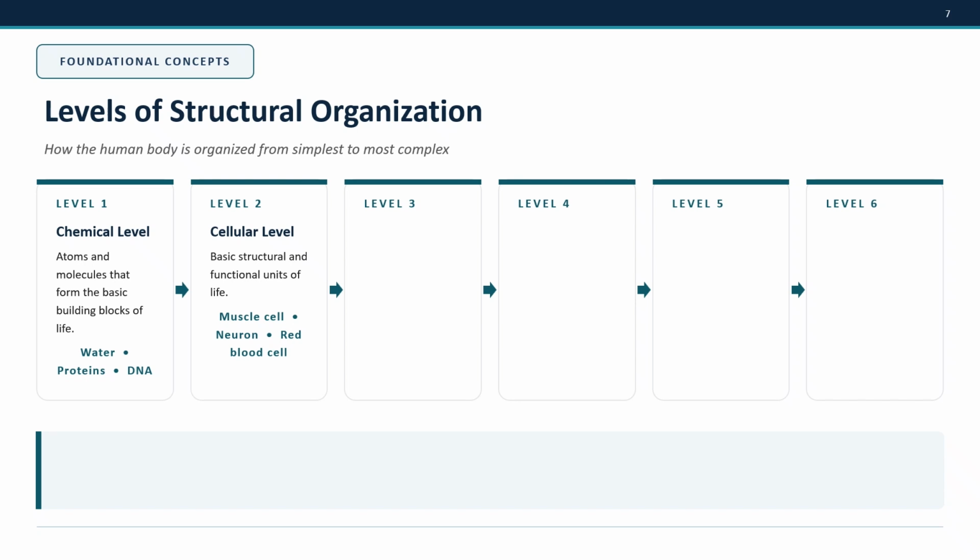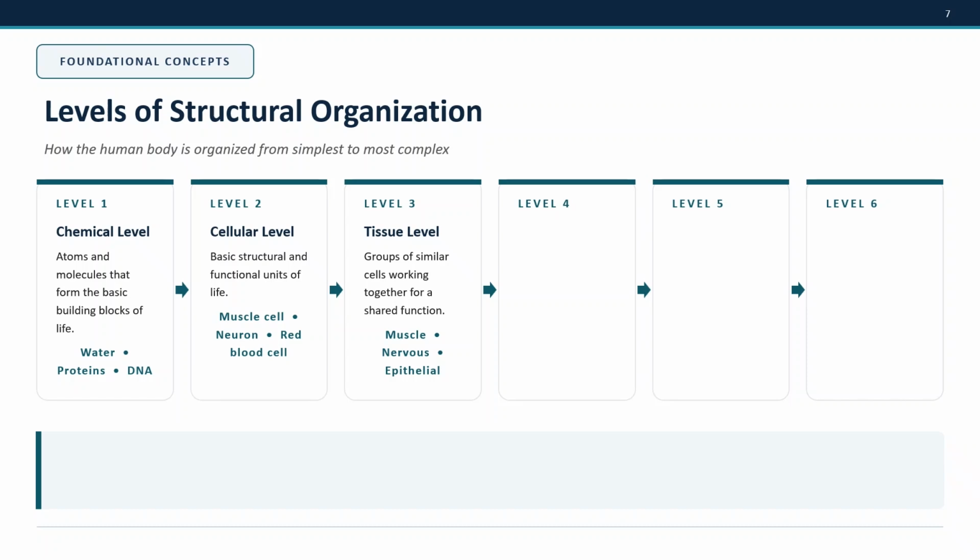Again, we have a lot of different cell types. Some examples here are muscle cells, neurons, red blood cells, white blood cells. As we get a little bit bigger, we get to the tissue level. These are groups of similar cells now working together for a shared function. Again, lots of different tissues in our body: muscle tissue, nervous tissue, epithelial tissue.